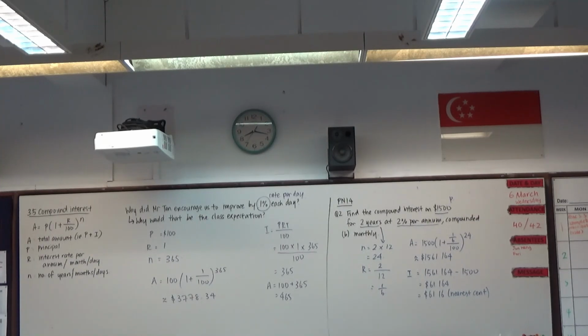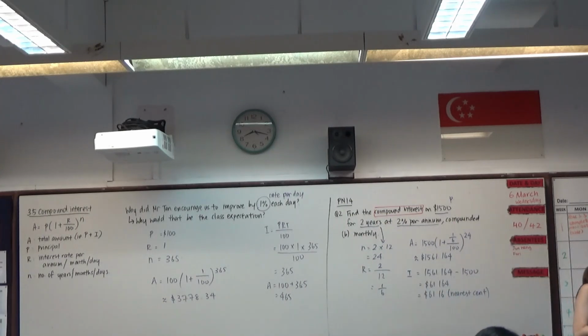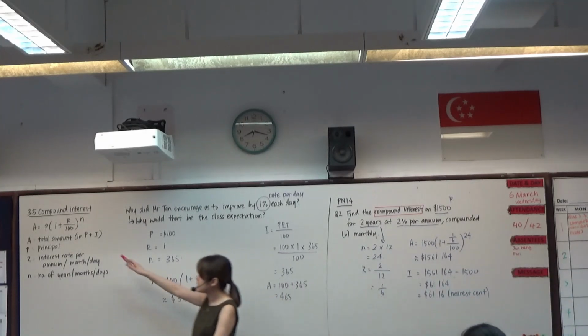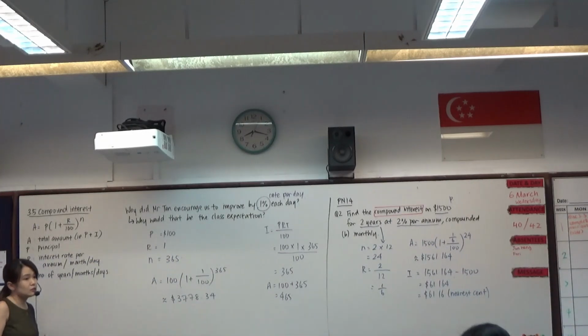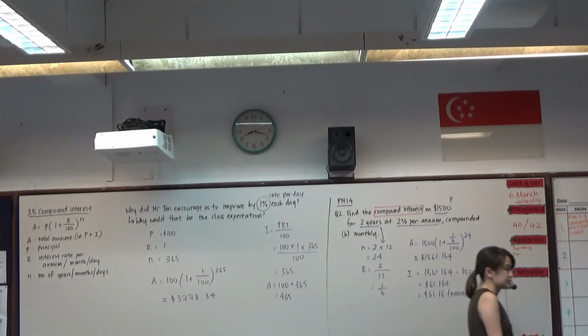Questions? Why need to minus the 1500? That's because the question asks for finding the compound interest. Interest is an amount of money. We're just trying to find the interest itself. A refers to the total amount, your principal amount plus the interest. So let's say you put into the bank $1,000, later on you earn $100 from interest. So A will be $1,100.